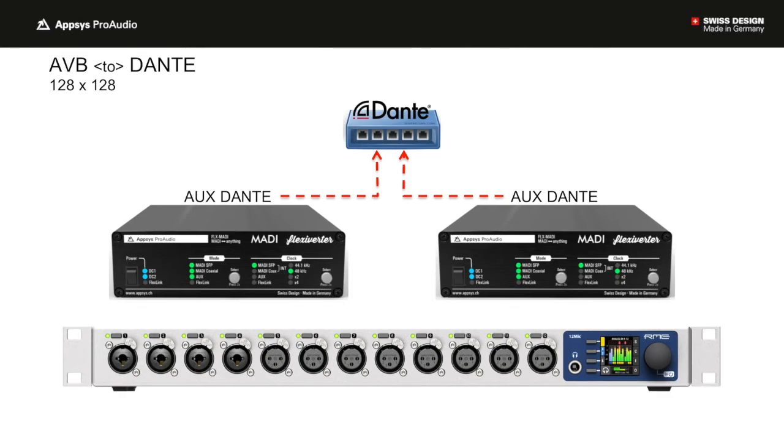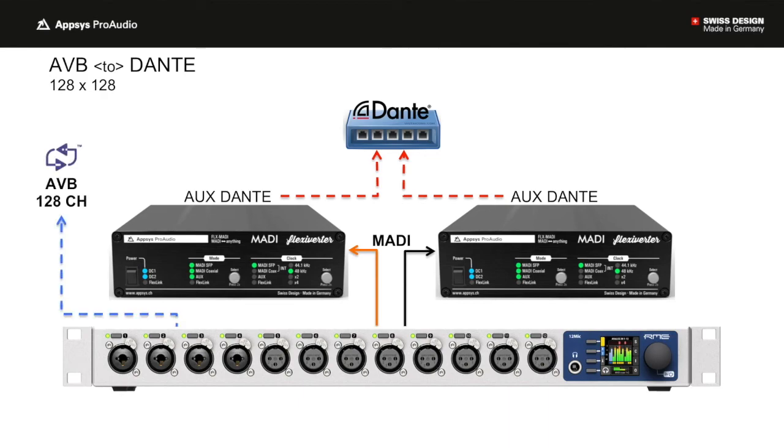Now, on the bottom of this picture, we have an RME 12 mic, which can do 128 channels of MADI to AVB. So we'll go ahead and run the optical MADI on the left in orange to the Flexiverter on the left. That'll be channels 1 through 64. We'll run the coax MADI to the Flexiverter on the right, which will be channels 65 through 128. In this setup, we'll get 128 channels of AVB out of the RME device, and we'll get 128 channels of Dante out of our Dante network.